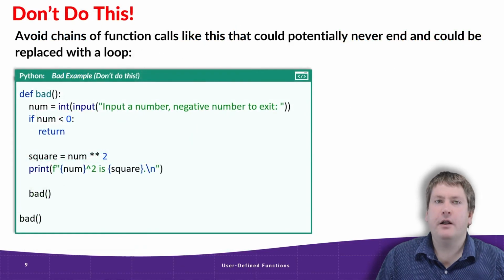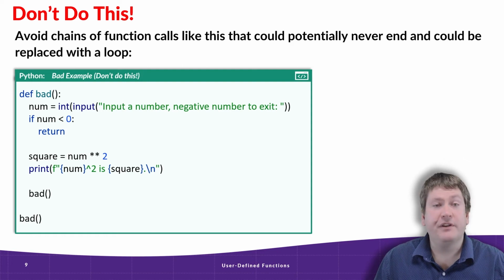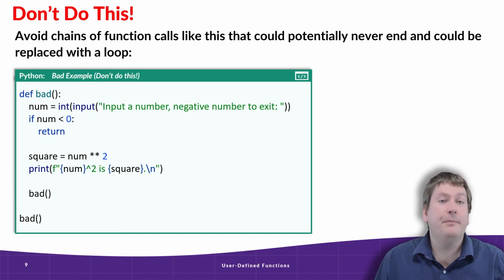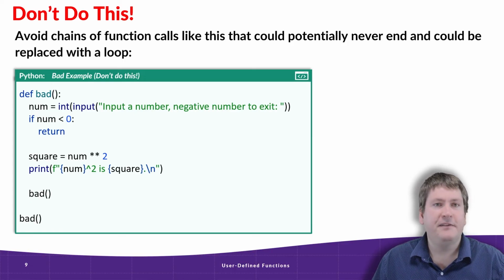The last thing we should talk about when we're talking about good and bad practices for functions is causing a loop by using recursion. So recursion means calling a function from within the function. This is a topic that's quite interesting, and you'll get into it more in your later computer science courses, like Computer Science 1027.